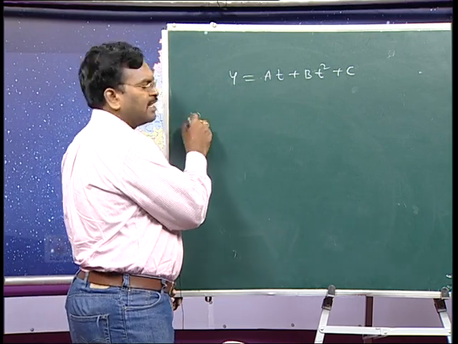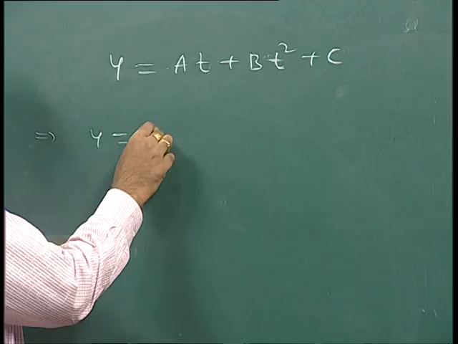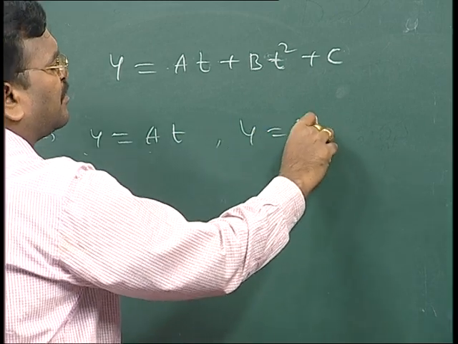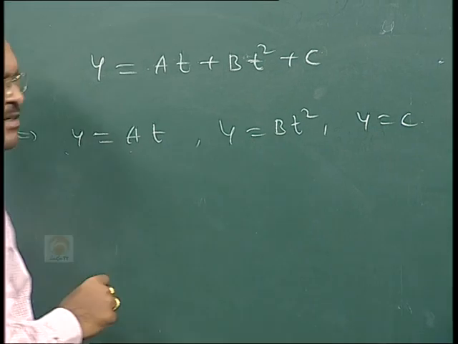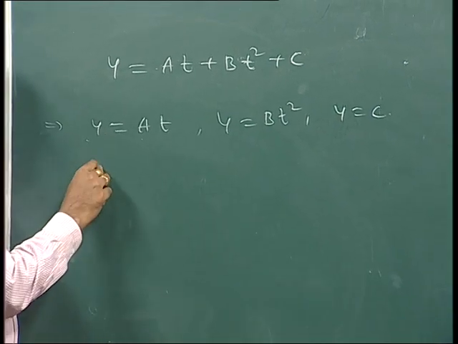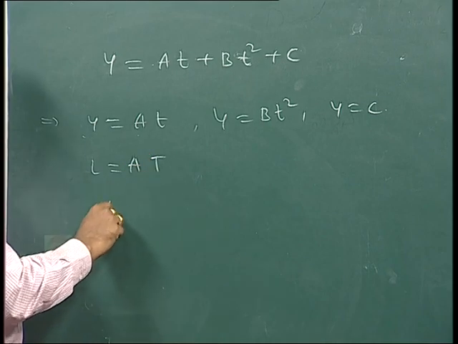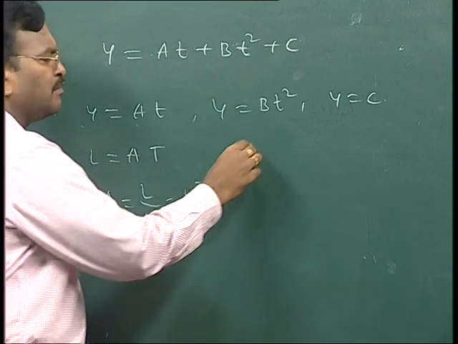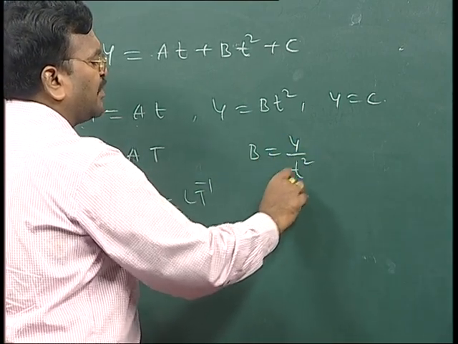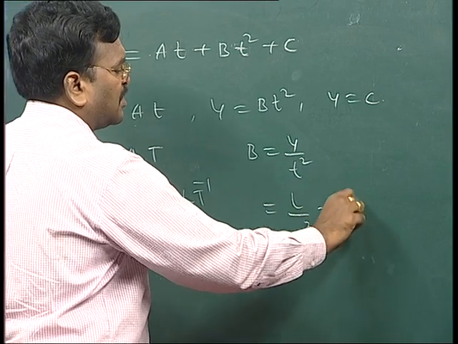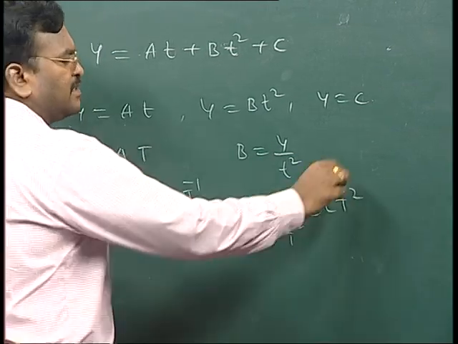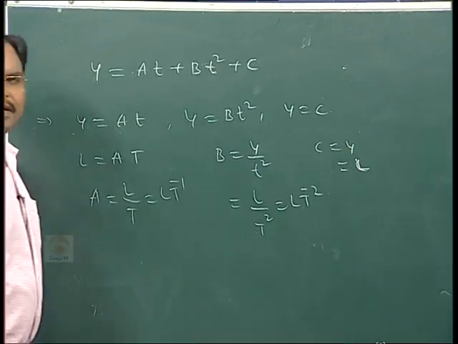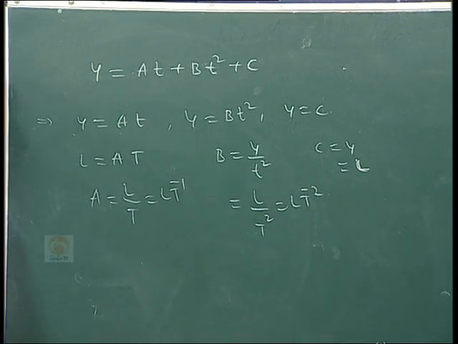First of all, according to the principle of homogeneity, y is equal to at. The dimension formula of y is equal to what? The dimension formula of at, and also the dimension formula of y is equal to what? The dimension formula of bt square. Y is equal to c, like that. Now what is the dimension formula of y? Displacement, L. And time, t. So the dimension formula of a, how much? L by t. How much are you getting? L t power minus 1. And the dimension formula of b is equal to what? Y by t square. The dimension formula of y, displacement, by t square. How much? L t power minus 2. C is nothing but what? Y. So the dimension formula for y is displacement, like this. So in this way you are getting the question.